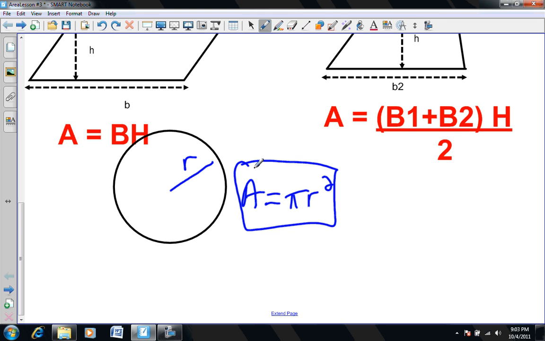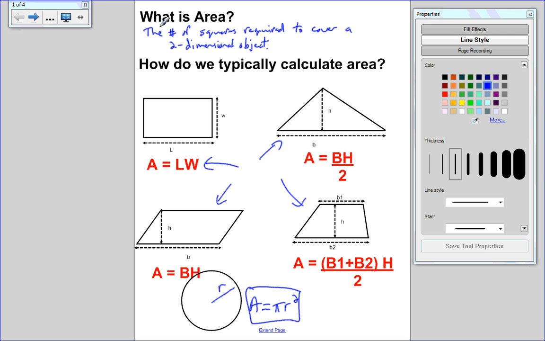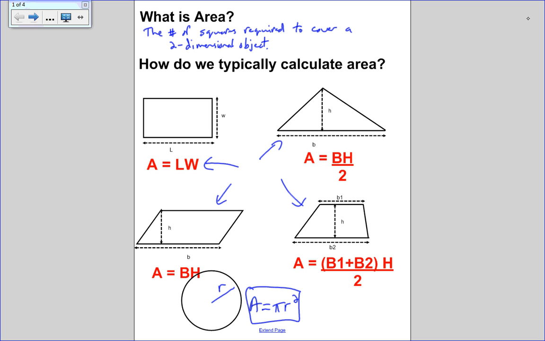Okay, so we've got all these different formulas that we can use to measure area. How many squares does it take to cover a two-dimensional object? Now, most objects in real life are not perfect rectangles or perfect triangles or perfect parallelograms, trapezoids, or circles. Usually it's more complicated than that. So the focus of this lesson is to look at how we measure the area of irregularly shaped objects, which is what we usually see in real life.